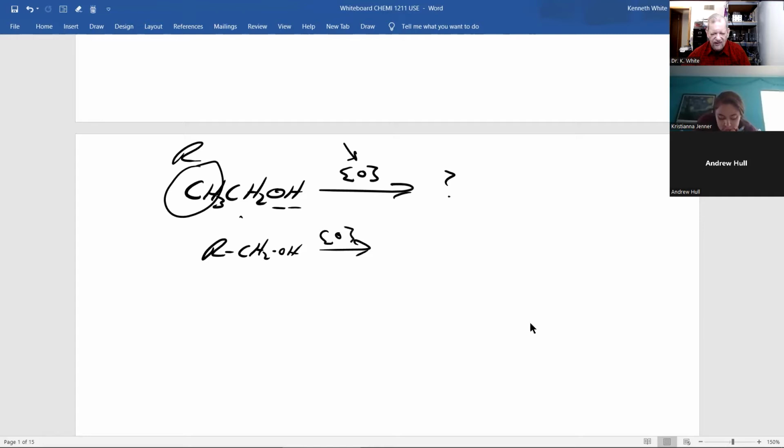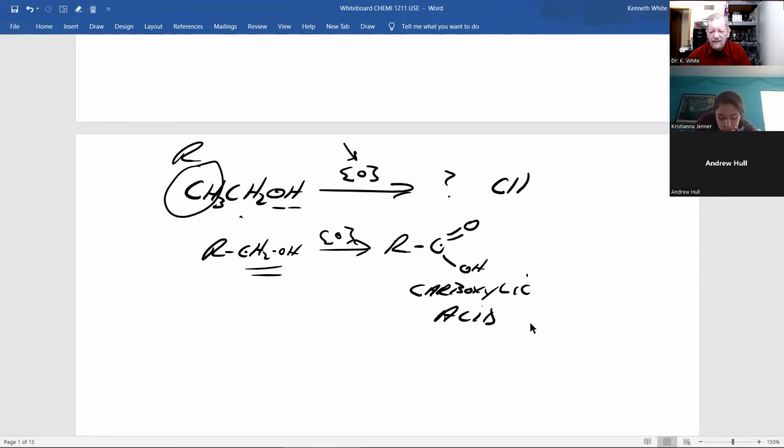And if I oxidize it, the carbon with the hydroxyl group will now be a carbonyl carbon, carbon double bond to oxygen with also a hydroxyl group, and this is a carboxylic acid. And in this case, I have 2 carbons. I better end up with 2 carbons, and I make this molecule. Now, does anybody see the significance of this reaction?